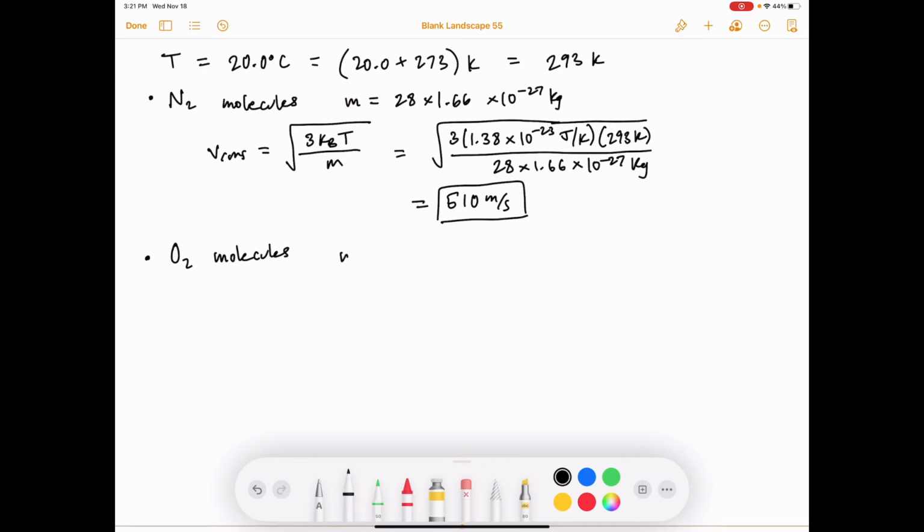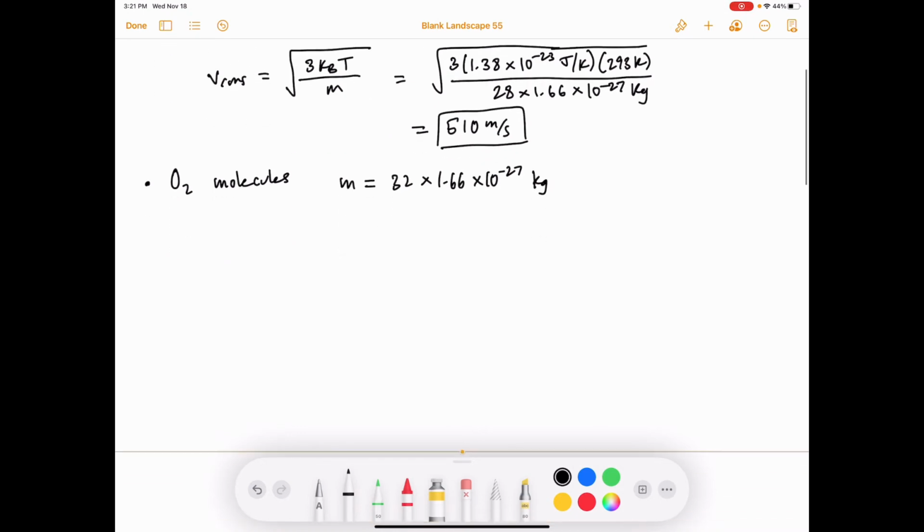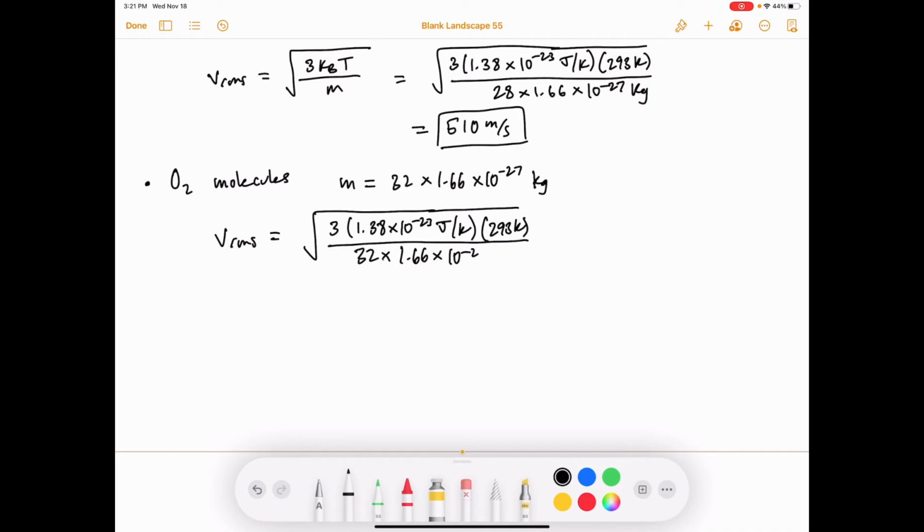which has a slightly larger mass of 32 atomic mass units, which would be 32 times 1.66 times 10 to the minus 27 kilograms, well then VRMS in that case would be the square root of 3 times Boltzmann's constant, which is 1.38 times 10 to the minus 23 joules per Kelvin. Same temperature, 293 K. What's different is the mass. So now we have 32 times 1.66 times 10 to the minus 27 kilograms on the bottom.